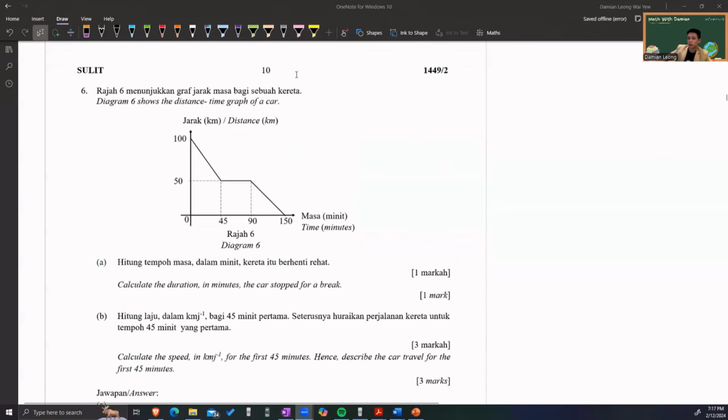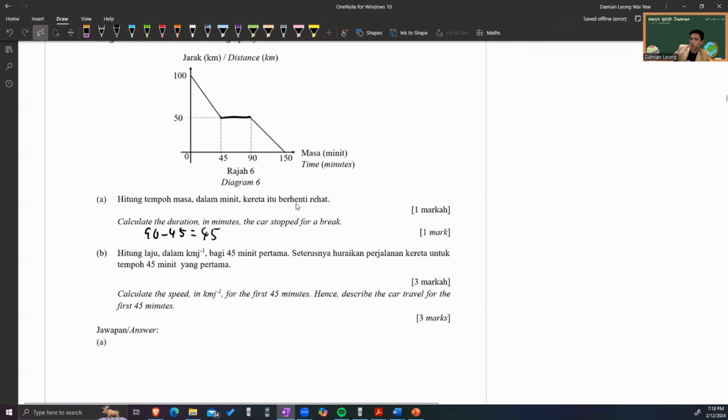Then question 6. Calculate the duration in minutes the car stopped for a break. Stopped for a break means the horizontal line here. So from 45 to 90, 90 minus 45 means 45 minutes. This one doesn't need any change of units.